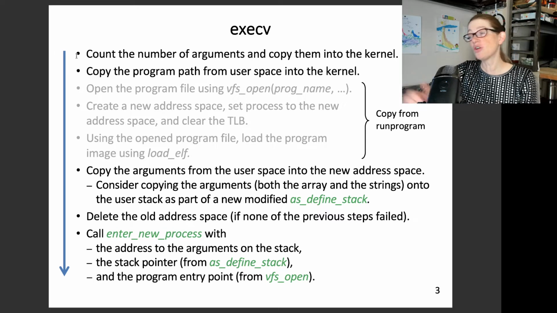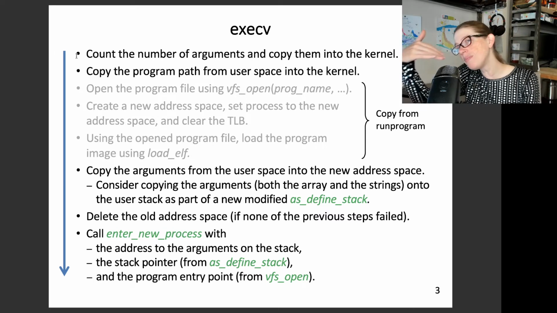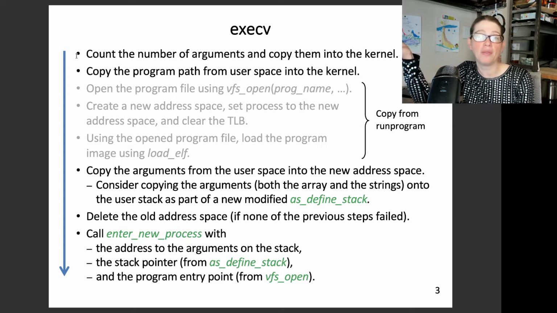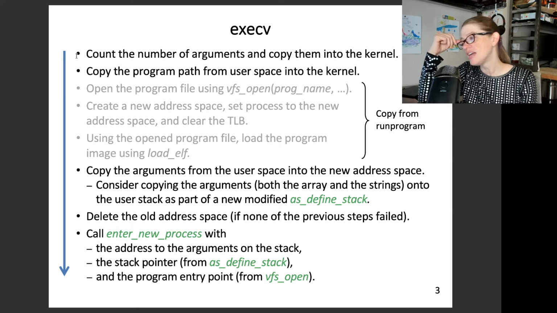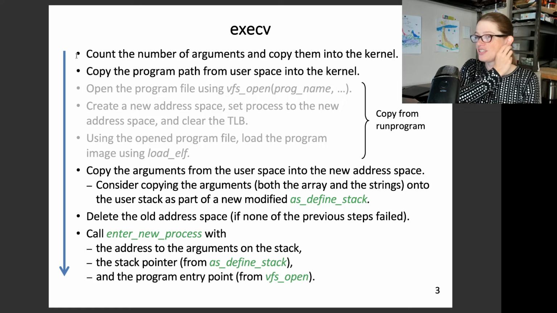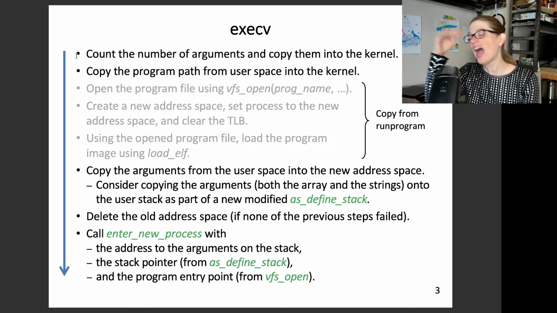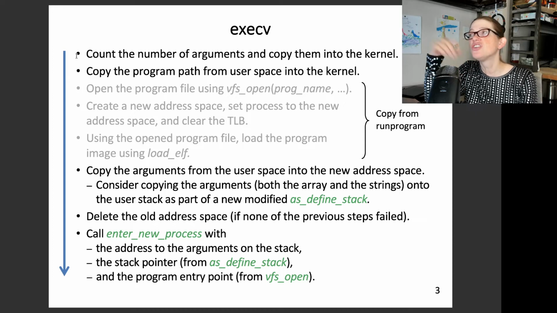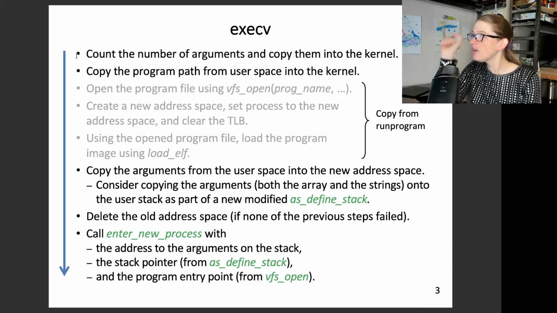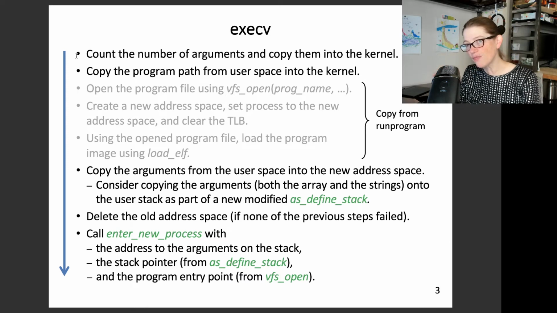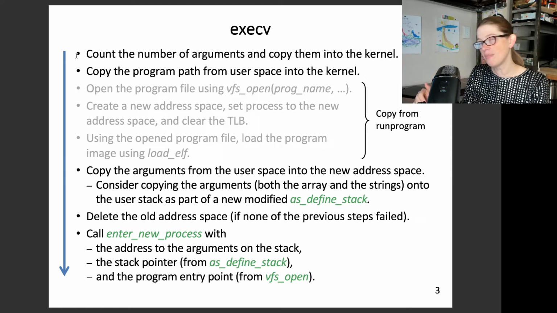And then we need to copy the arguments. But before we can copy the program arguments, we actually need to count them because we don't know how many there are. So the arguments, as you see, are actually stored as a null terminated array of pointers to strings. So you're going to have a bunch of string pointers, and the very last one will be null. So you're going to count the pointers that are not null. When you get the first null, there's no more args. You know how many arguments you have.